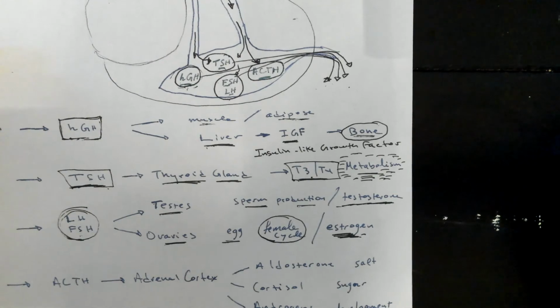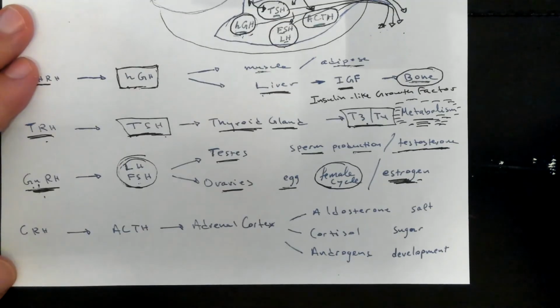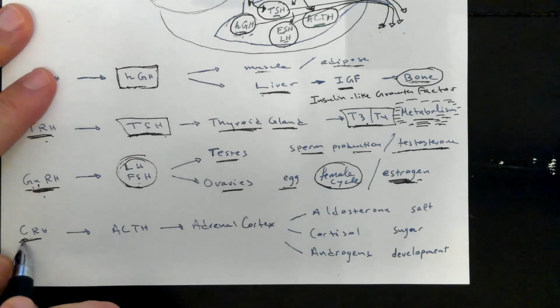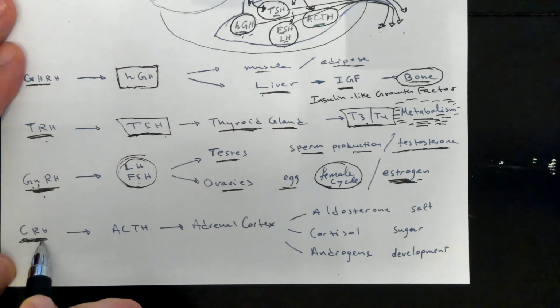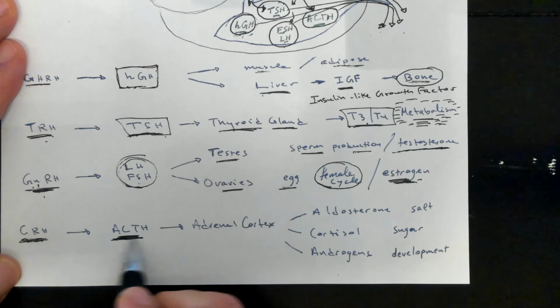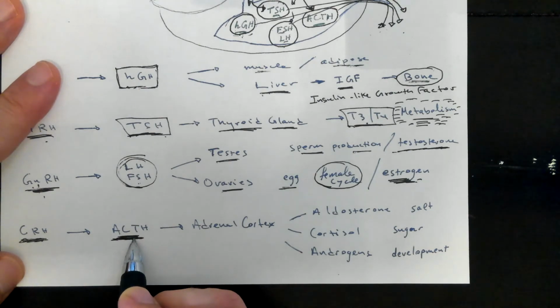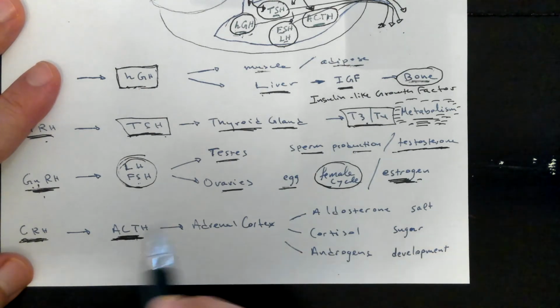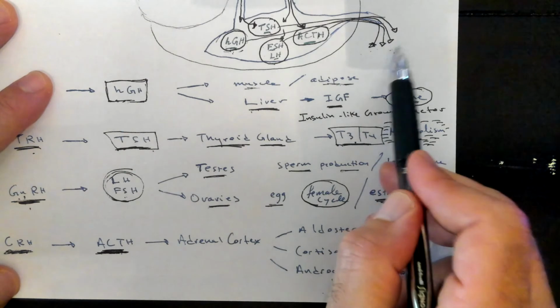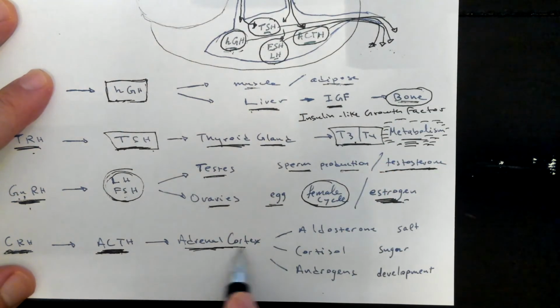And the last one on the list, we've got corticotropin releasing hormone from the hypothalamus. And from the pituitary, we get adrenocorticotropic hormone. Where does this go once it goes systemic? It's going to go to the adrenal cortex.